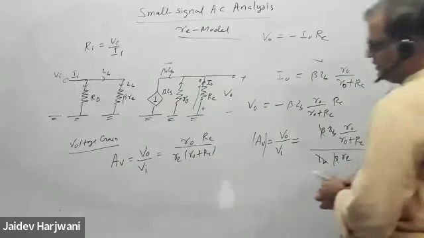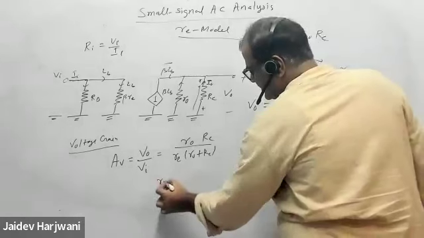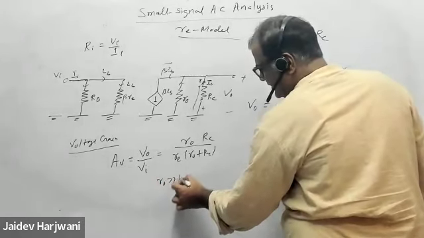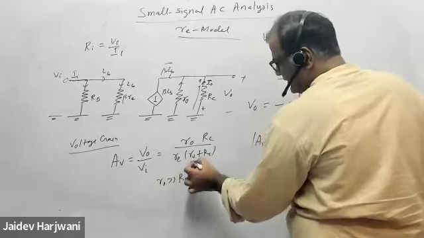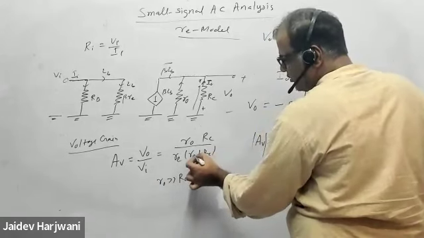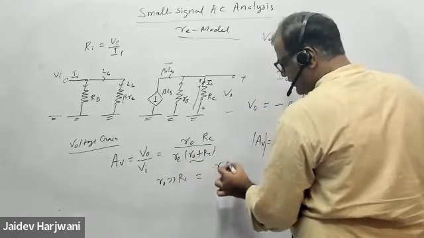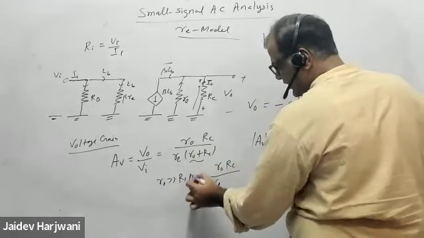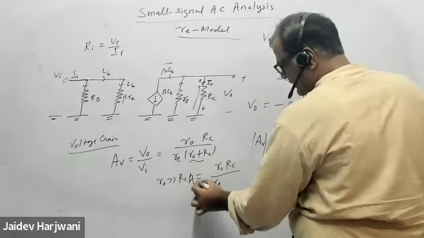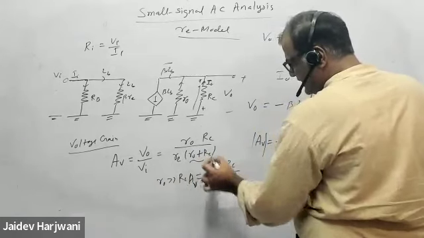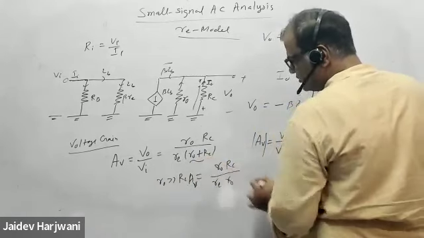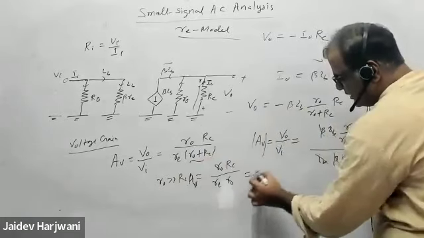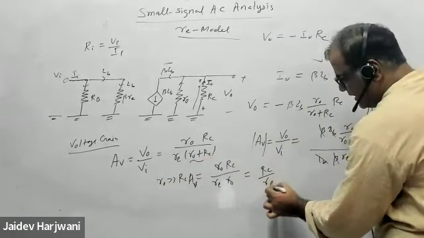Yes, sir. So now if I say my R naught is greater than RC, then in this term I can neglect RC because R naught is very high. So this will be R naught, RC, RE. This gain AV will be R naught plus RC is R naught. R naught also cancelled. So my gain becomes RC by RE.